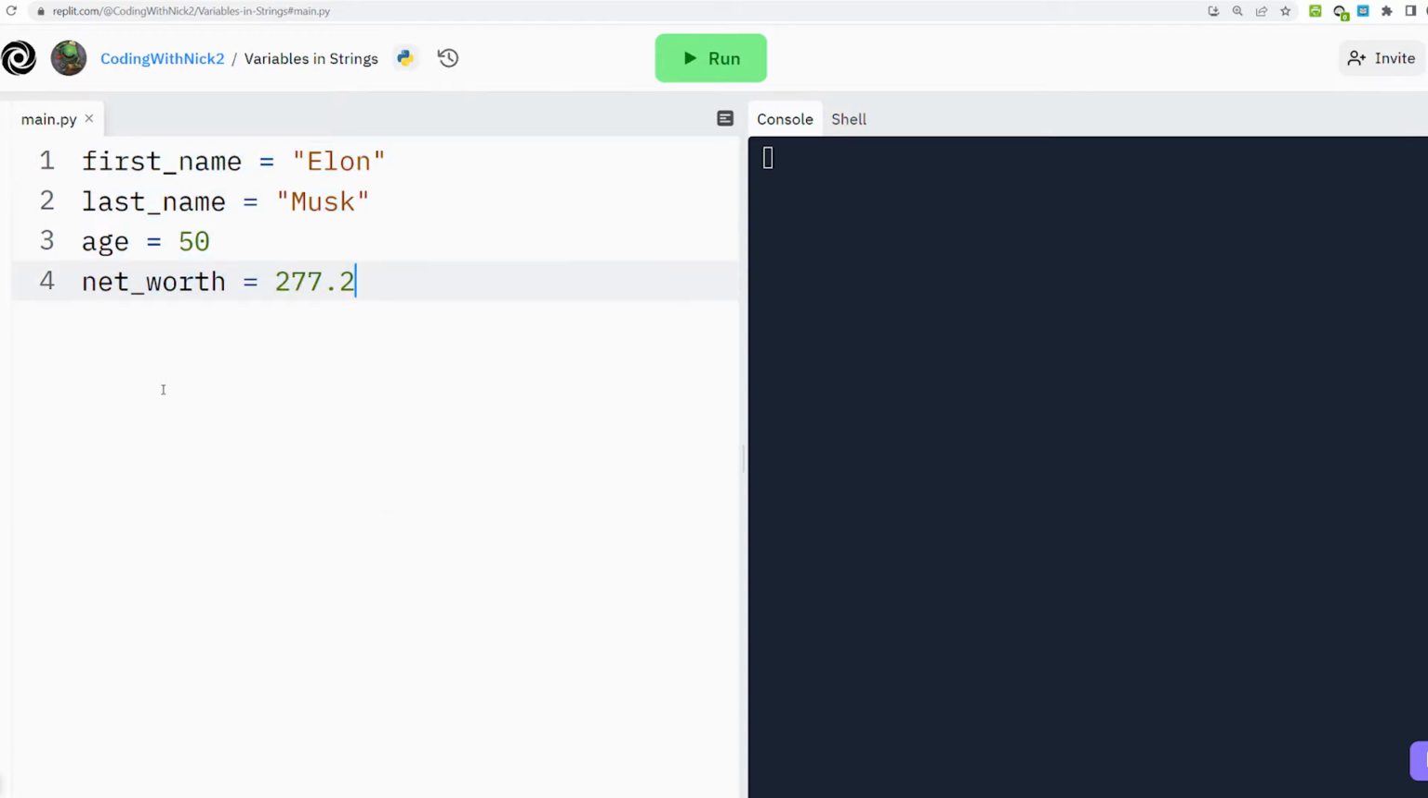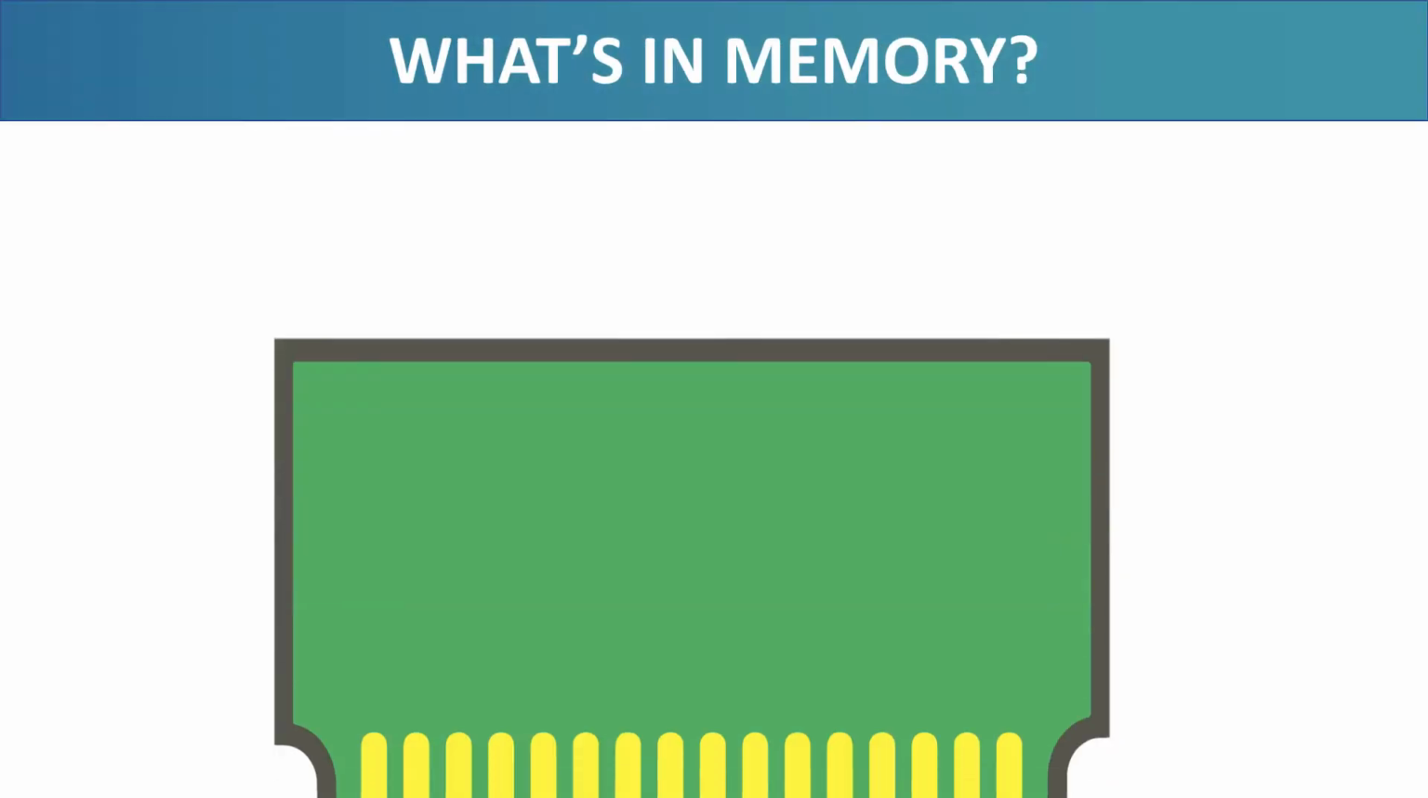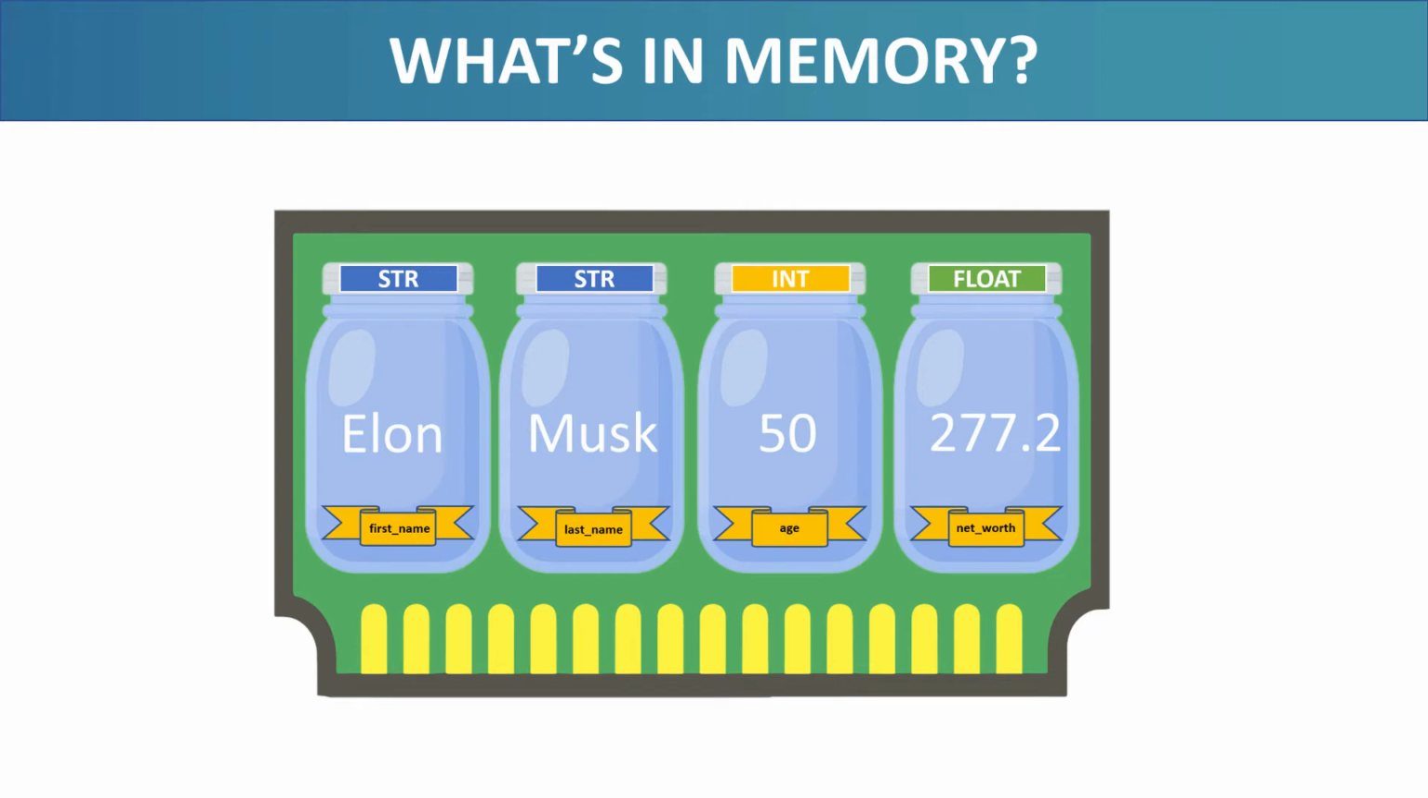In a brand new project, I have created 4 variables. 2 string variables to hold the first name Elon and the last name Musk, an int variable to hold the age 50, and a float variable to hold his net worth in billions. In the computer memory, these variables look like this. We have 4 containers with labels and different data types: 2 strings, an int, and a float.